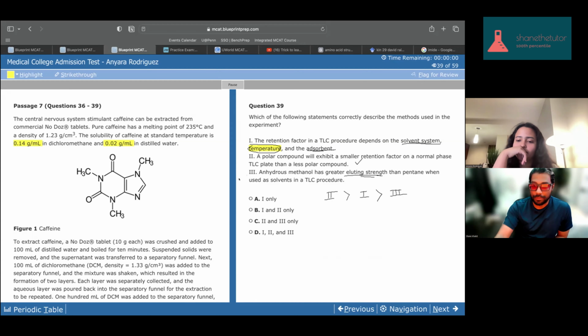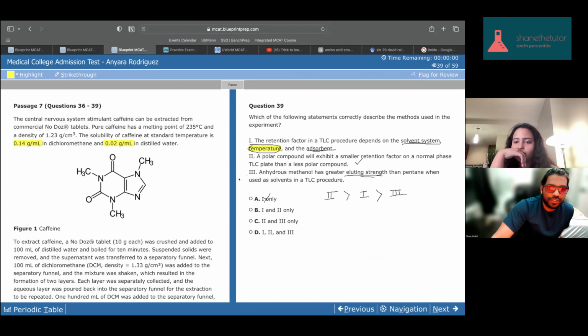So, because you're completely sure of Roman numeral 2, 67% sure, let's say, of Roman numeral 1, and for 3, let's say 0% sure, let's go from there. We want to start with what we're completely sure of, which is Roman numeral 2. So we're going to go through the choices and eliminate anything that doesn't have Roman numeral 2. So A is out, right?